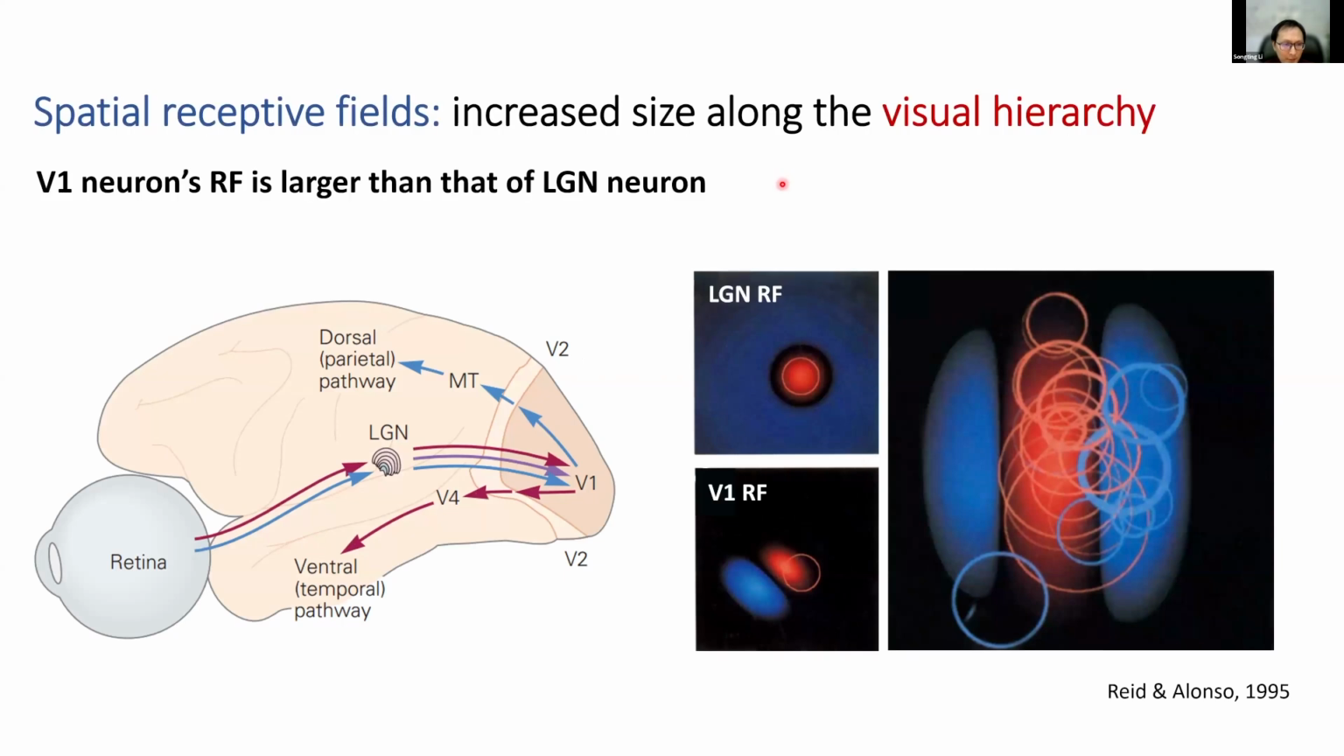We are all very familiar with the concept of spatial receptive fields of visual neurons. That's a specific region where this neuron will respond. Experiments have shown that the size of the receptive field actually increases along the visual hierarchy. For example, this LGN neuron's receptive field, the circle, is usually smaller than the V1 neuron's receptive field, which is the elongated bar. And we can expect that the V2 neuron's receptive field is even larger than V1 neurons.